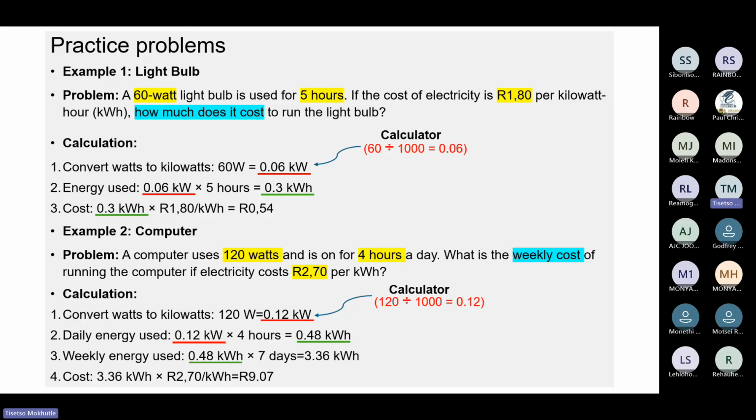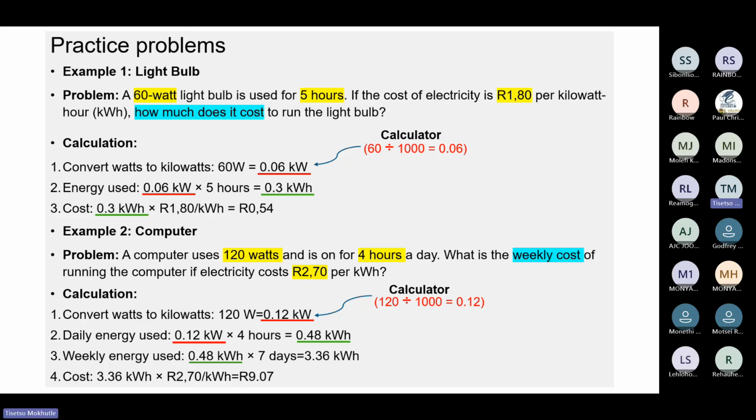So remember, we divide by 1,000 there, and then you substitute that in the energy formula. And then after getting the answer of the energy, you substitute it in the cost formula.